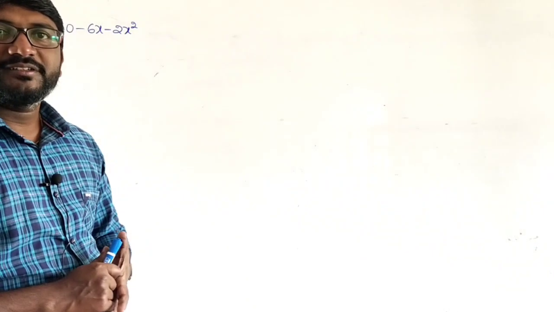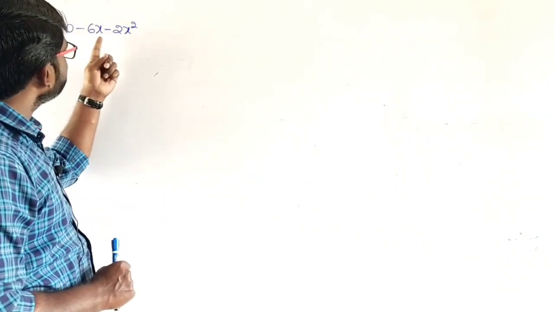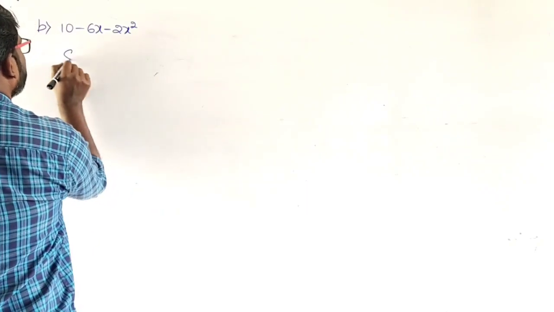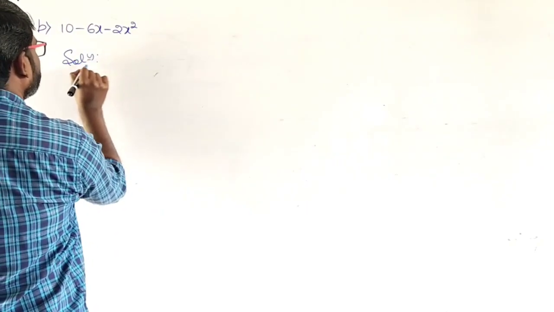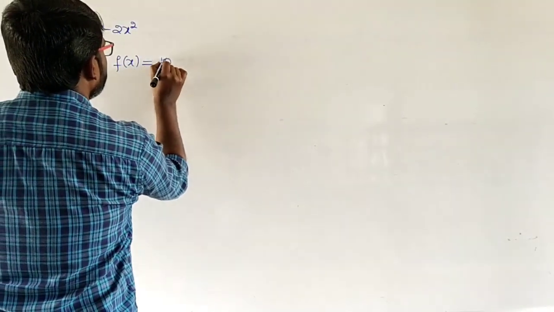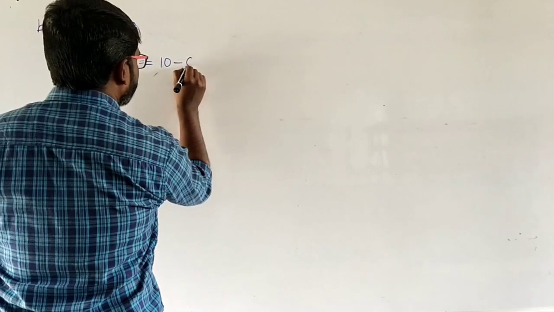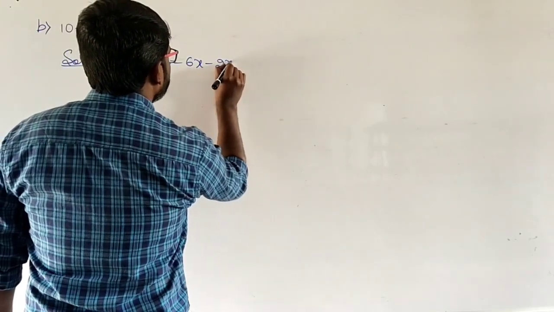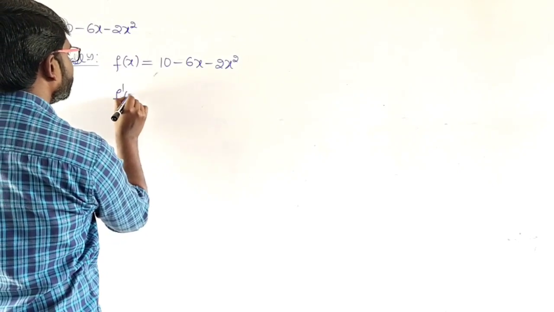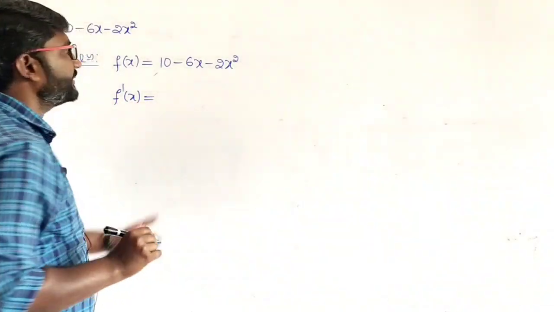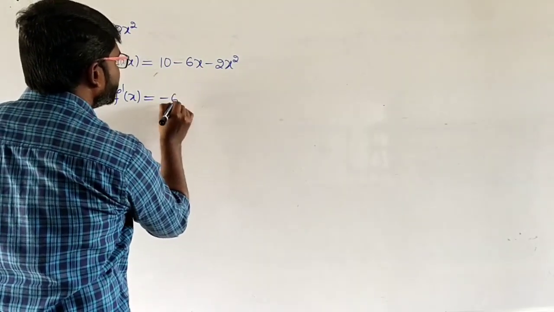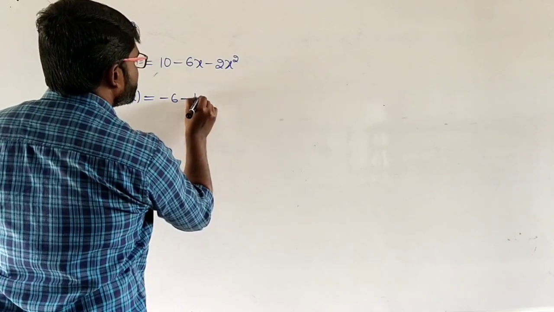Well, the second sub question in the sixth one is 10 minus 6x minus 2x square. So take this as f of x and go ahead with the solution. So f of x equals 10 minus 6x minus 2x square. Now we will have to go for differentiating both the sides. We get f dash of x equals derivative of 10, which is 0, leave that, then derivative of minus 6x will be minus 6, and then here we get minus 4x.